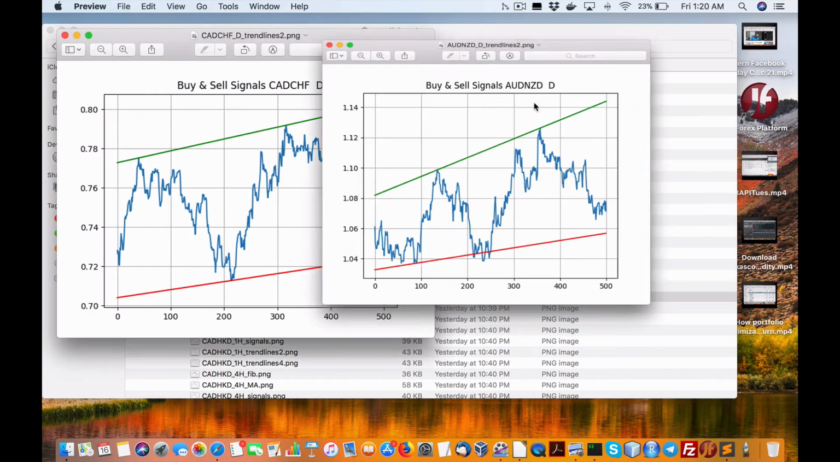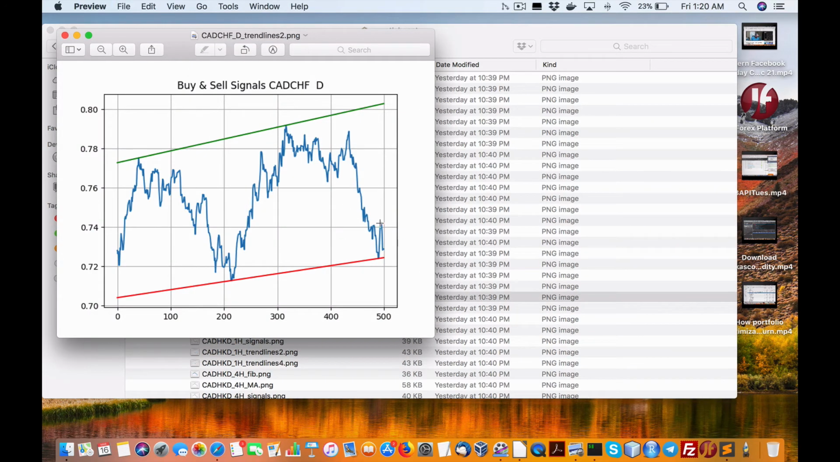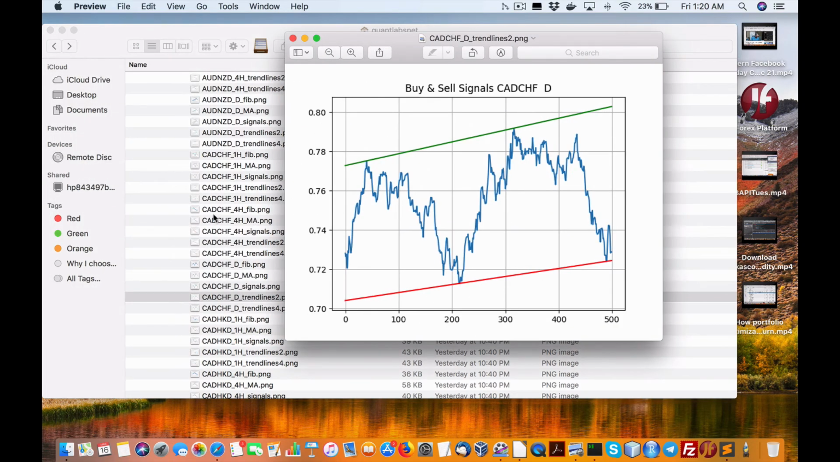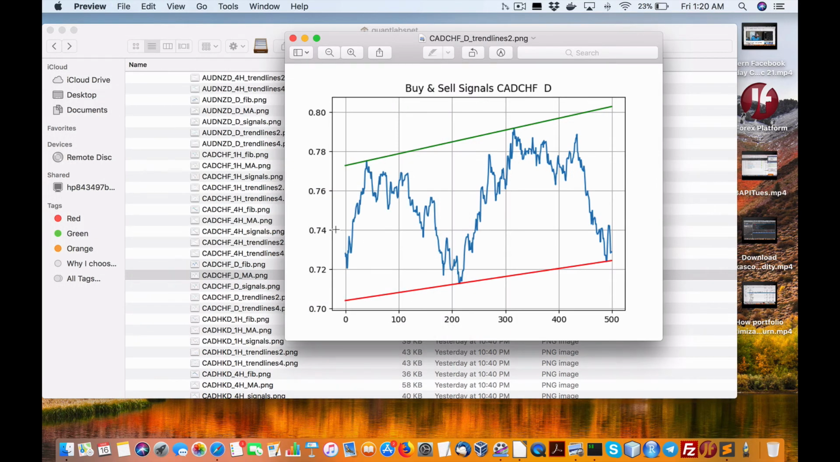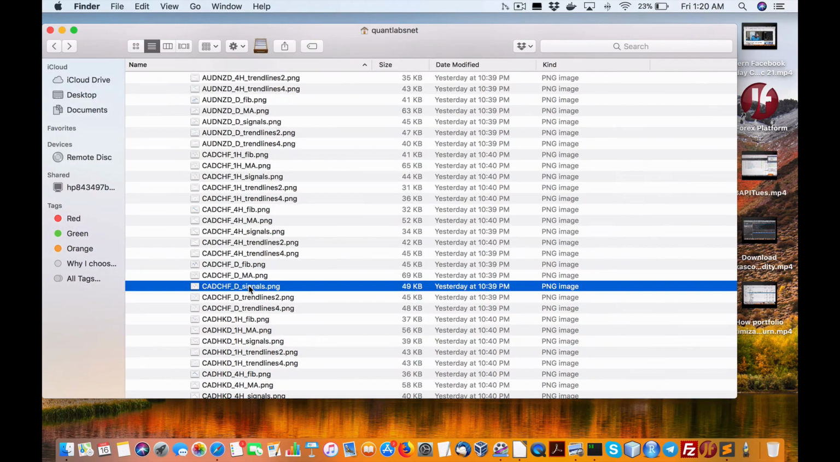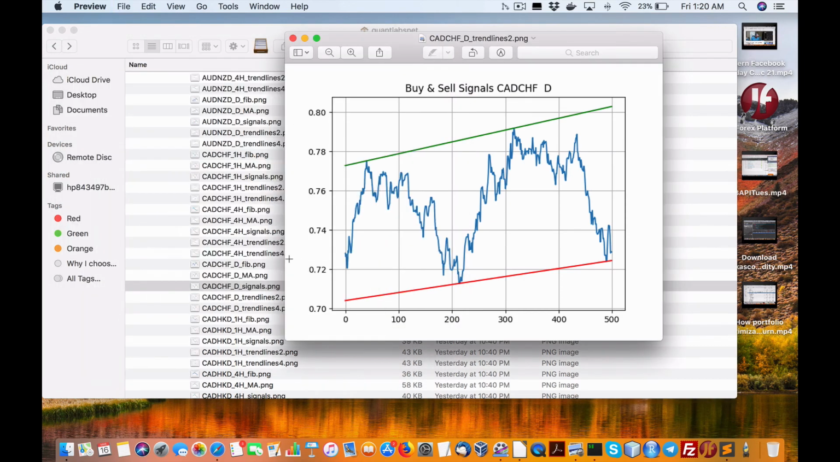Close this. So again, buying opportunity right here potentially, and it's going in an uptrend. So this might be something worthwhile. Let's check out the moving averages. We are clearly in a downtrend. What's the signal saying? It's probably saying sell, sell, sell, which it is.